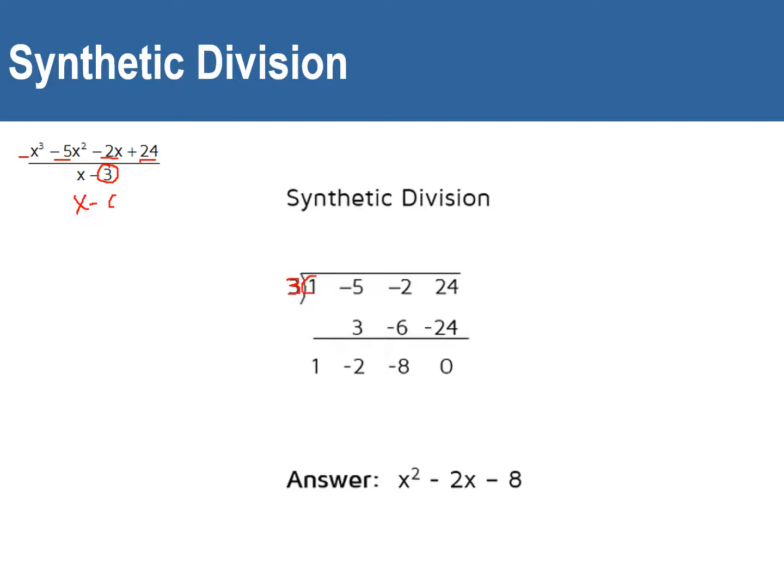And now we're going to bring down the first term. It doesn't matter what it is. And then we're going to multiply. 3 times 1 is 3. Then we're going to add straight down. So this is negative 2. 3 times negative 2 is negative 6. Add straight down. So negative 2 plus negative 6 is negative 8. 3 times negative 8 is negative 24. Add straight down. We have a remainder of 0. And this becomes our new polynomial. Since this started with x cubed, this coefficient is 1x squared minus 2x minus 8.